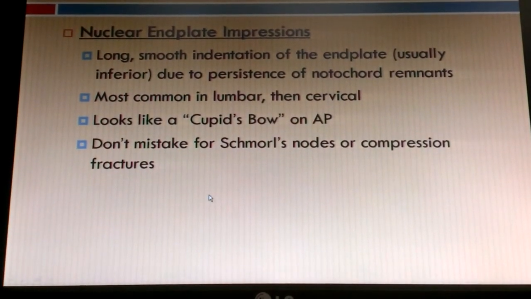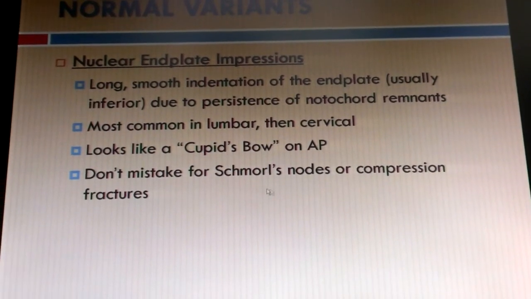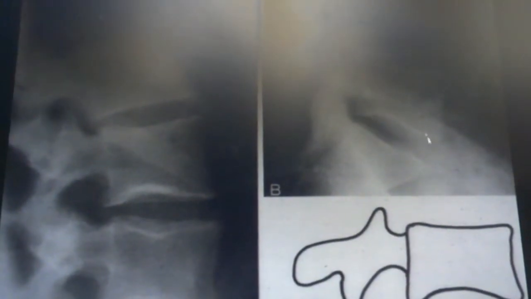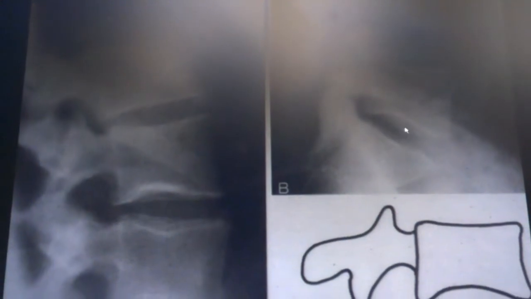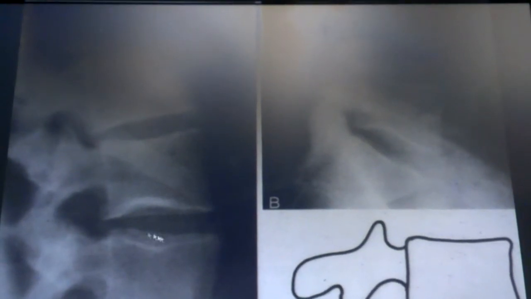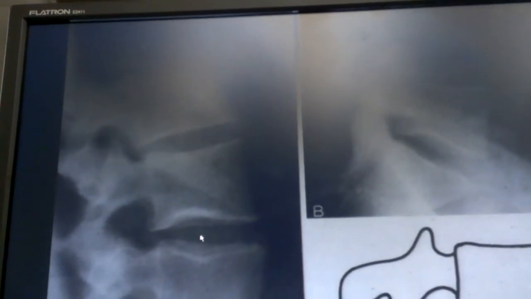Nuclear end plate impressions. Cupid's bow goes along with this. We don't want to mistake it with Schmorl's node. So these are the nuclear impressions or invaginations. They usually occupy the posterior 2/3 of the inferior end plate. Here we've got one there, but again, usually the superior end plates are relatively flat. Here is impression, here's impression. So you can almost say that, oh yeah, the nucleus is right there.